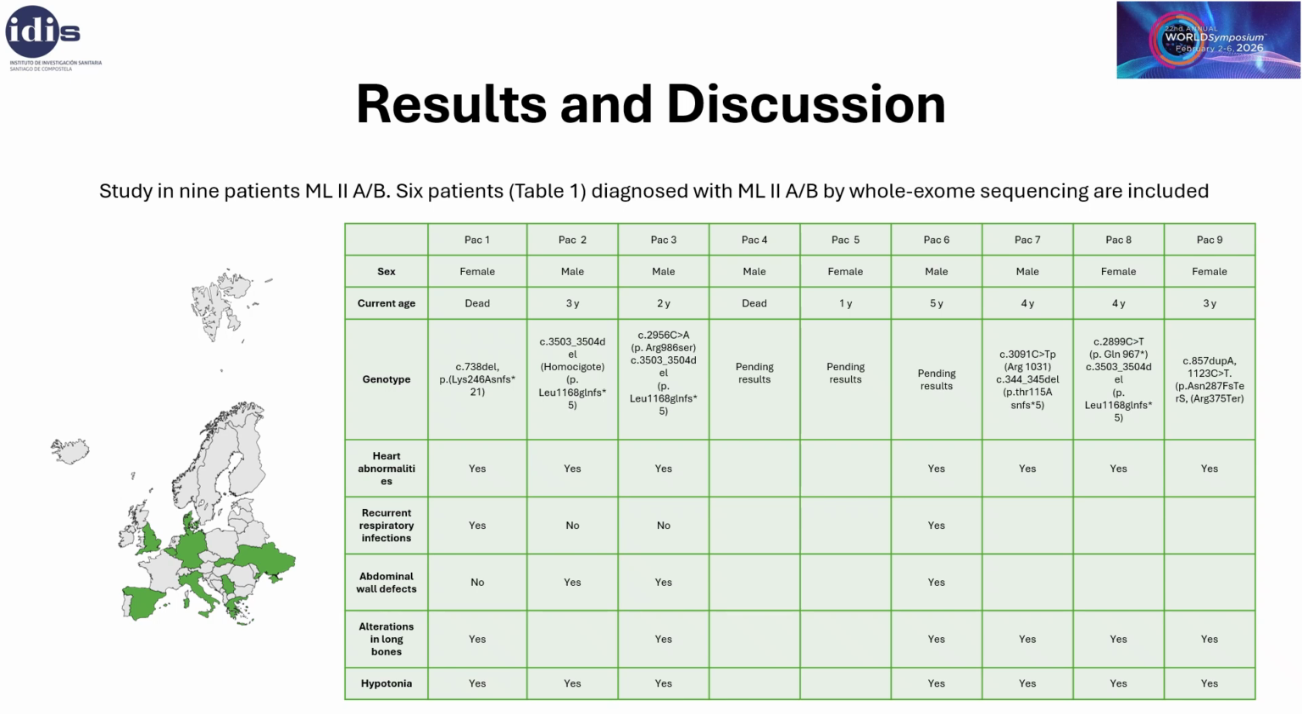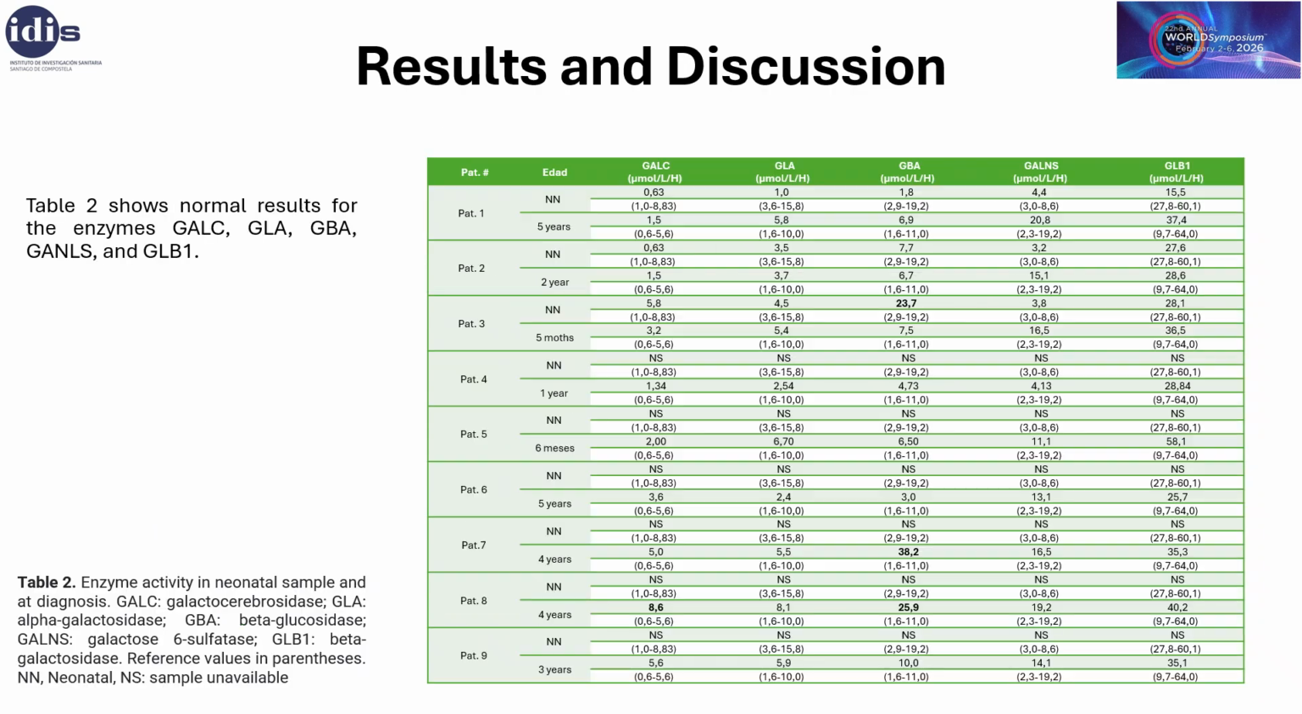Results and discussion. The study includes 9 patients with ML2AB, 6 of whom had a diagnosis of MLAB by whole exome sequencing. All patients were recruited in different parts of Europe. The idea of using multiplex enzyme tests is to look for a pattern that makes it possible to detect ML, in this case type 2.